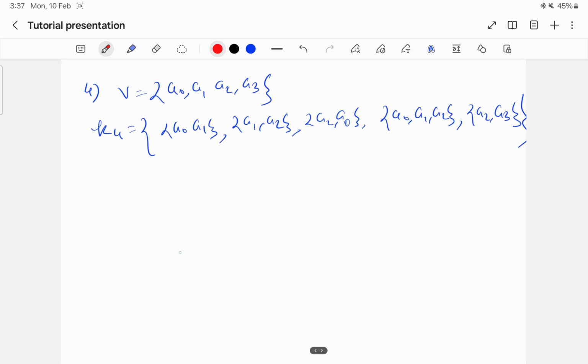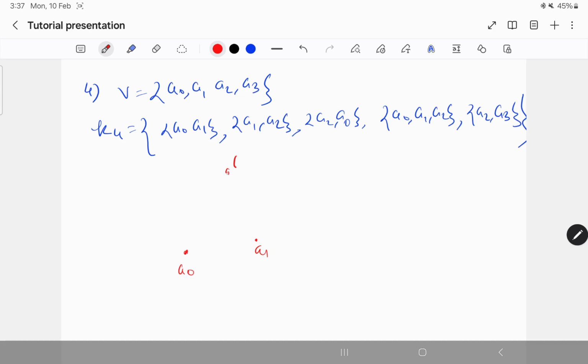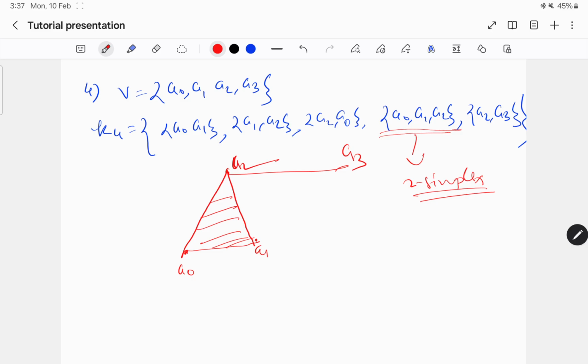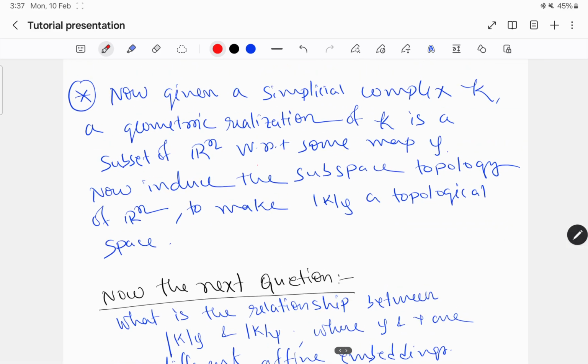And in this particular case, suppose this is A0, this is A1, this is A2, and this is I think A3. One can check the geometric realization from this will be this, and obviously this will be filled in because A0, A1, A2, this is the two-simplex here. So you have to take them. Yeah, so this is the geometric realization of this particular simplicial complex K4.